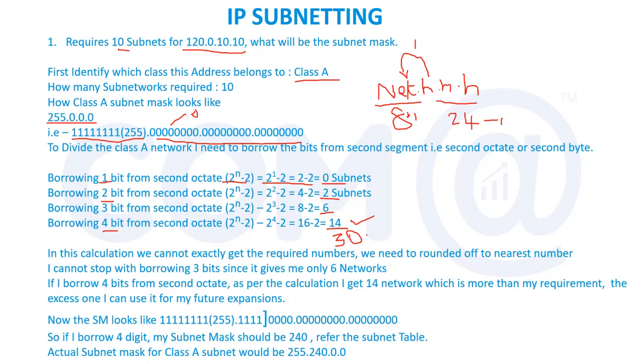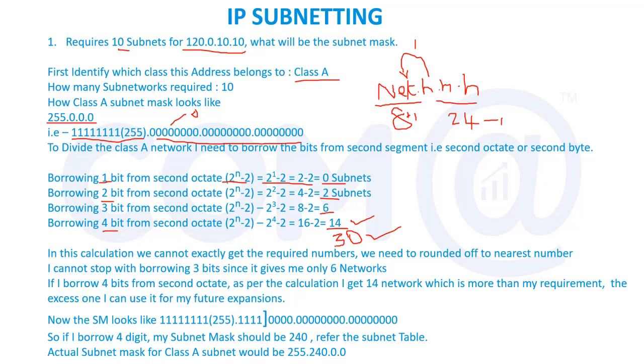If I go with 30, what will happen? If I choose 14, I am wasting only 4 networks as of now. I may use them for a future requirement, but that is totally different. I will be underutilizing only 4 networks. If I choose 30, what will happen?